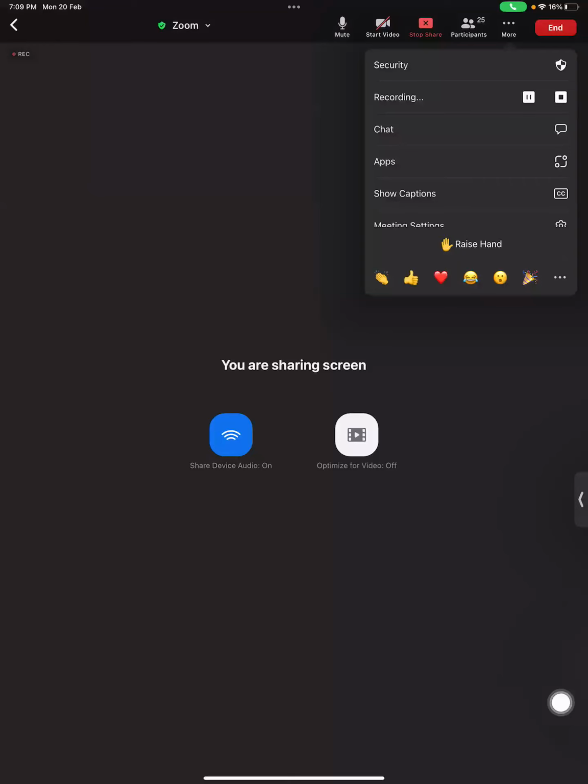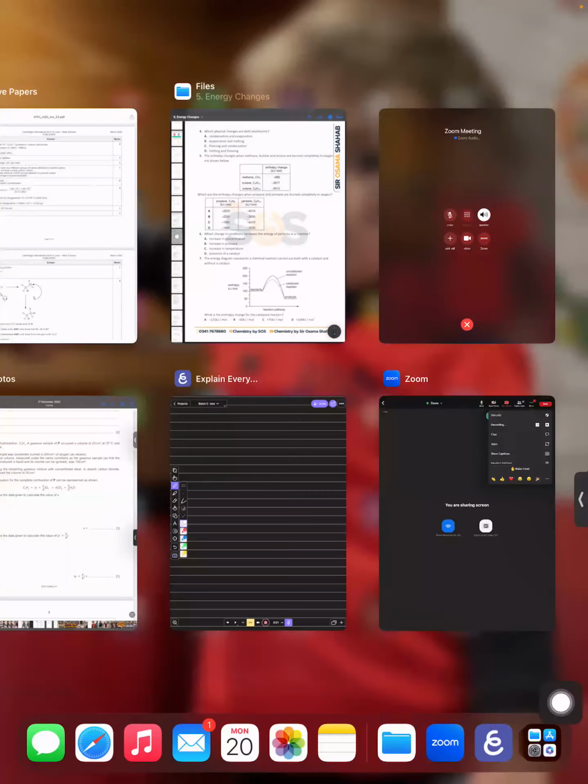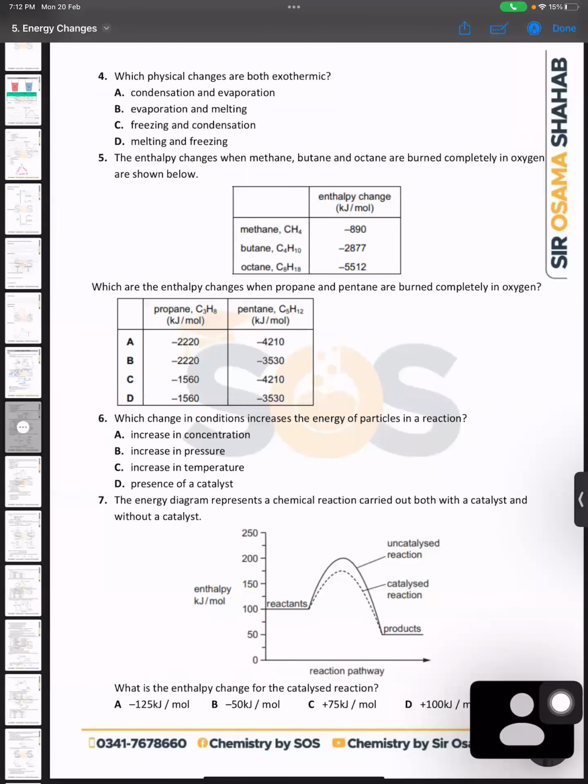First answer है freezing and condensation. C. Okay, so C. ठीक है. So the question is saying which physical change are both exothermic? दोनों ही exothermic होने चाहिए. So we know that कि बच्चों अगर आपके पास solid से liquid में conversion होती है तो this is what? Endothermic. और अगर इसका backward reaction होगा तो it is what? Exo. तो freezing is exo, right?